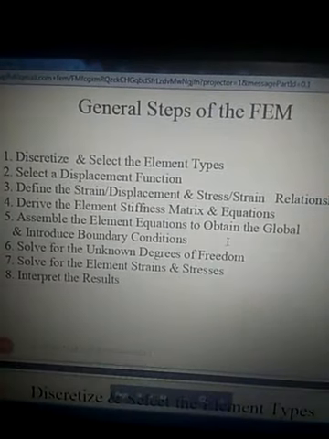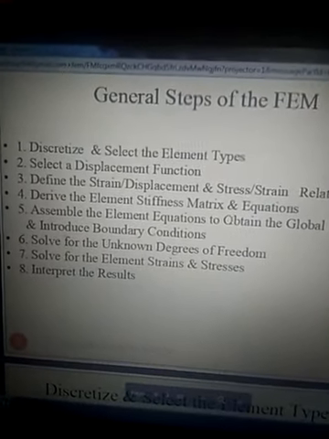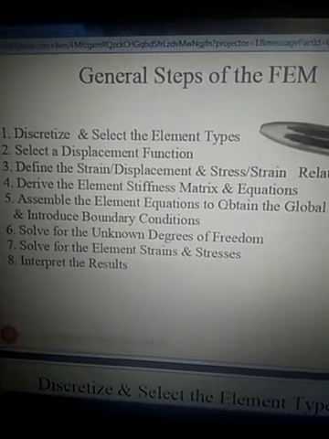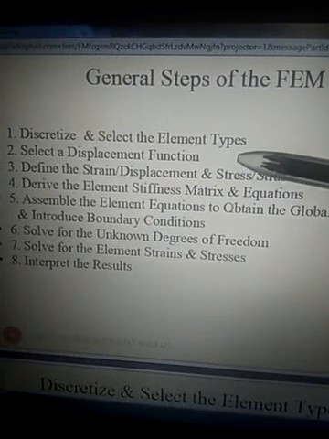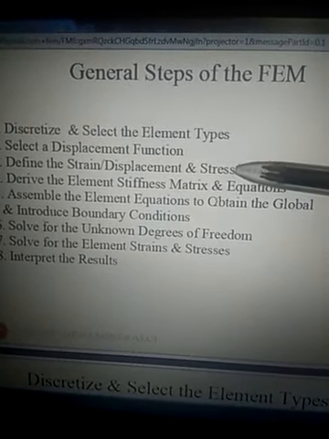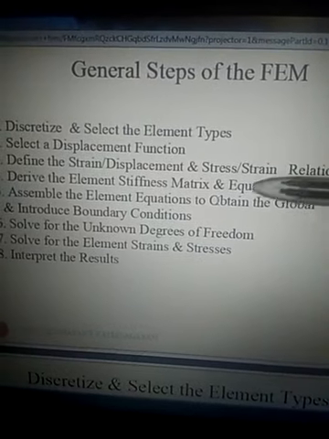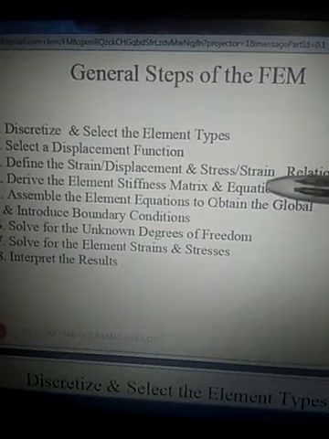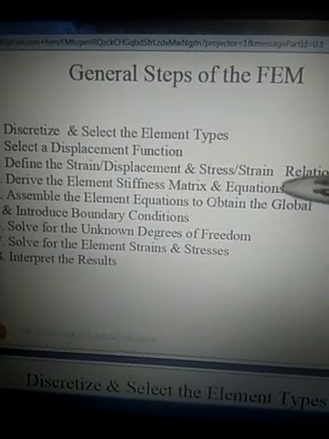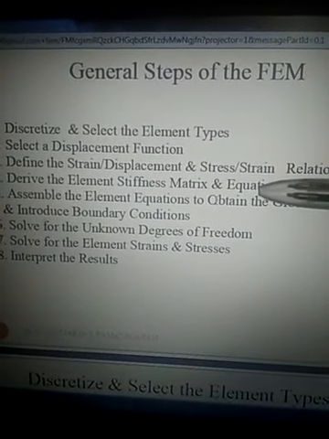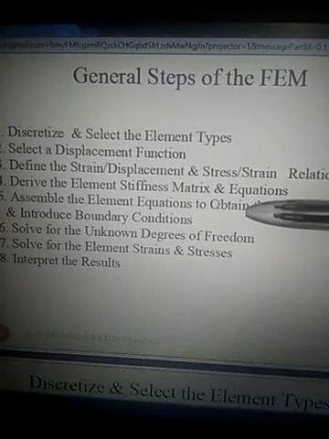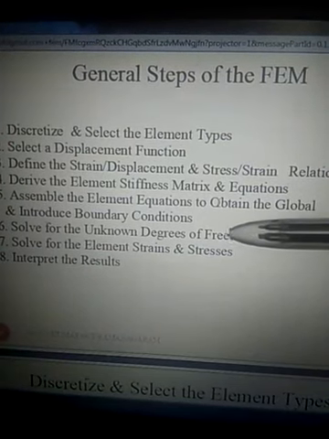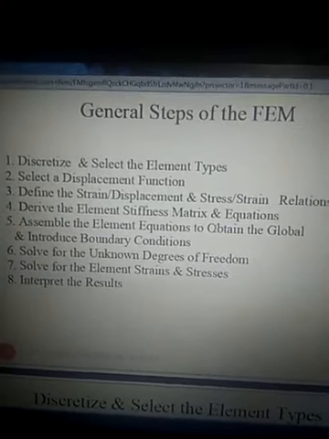General steps are: first we have to discretize, select the element types, select a displacement function, define the strain-displacement and stress-strain relations, derive the element stiffness matrix and equations, assemble element equations to get the global equations and introduce BCs, that is boundary conditions, solve for the unknown degrees of freedom, solve for the element strains and stresses, and interpret the results.